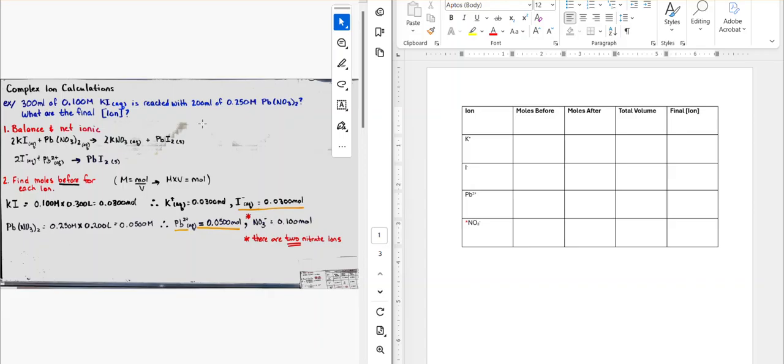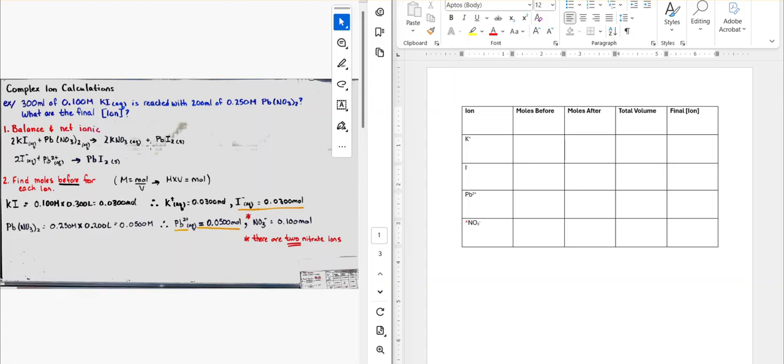So the first thing we need to do is write out a balanced equation. And here we need to use our solubility chart to figure out that the lead(II) iodide is the one that comes out as a solid. That means on the right hand side here, our potassium and our nitrate are going to be spectators.